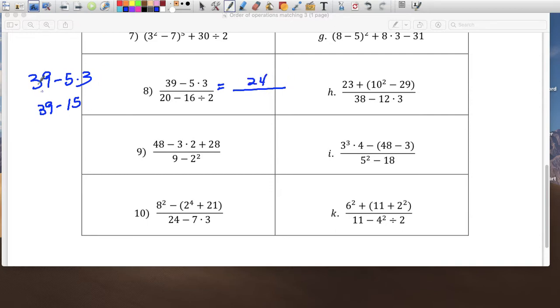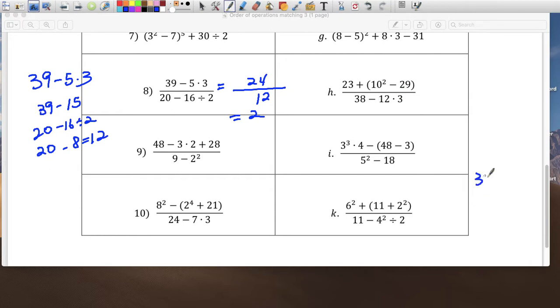On the bottom, I have 20 minus 16 divided by 2. 16 divided by 2 is 8, and 20 minus 8 is 12. So I'm going to get 24 over 12, which equals 2. H, again, do the numerator and then do the denominator. Let's do the denominator because it looks a little bit easier.